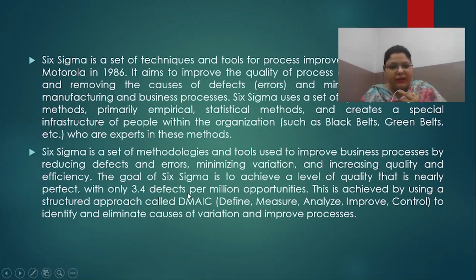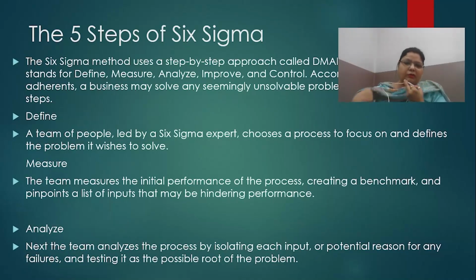With only 3.4 defects per million opportunities, this is achieved by using a structured approach called DMAIC to identify and eliminate causes of variations and improve processes. Here we can easily identify the reasons for variation, what the basic problems created in the manufacturing units are, and how we can eliminate these problems. With the help of Six Sigma, we can easily justify the problems and control the overall operations.